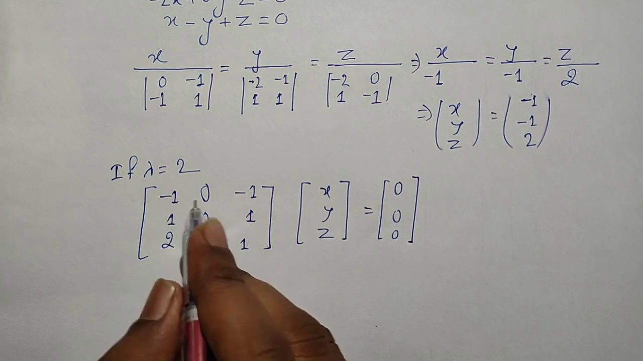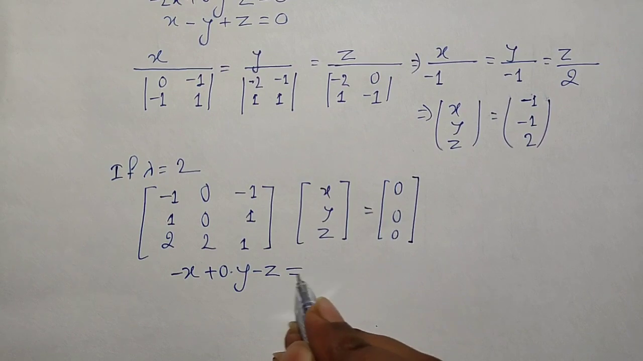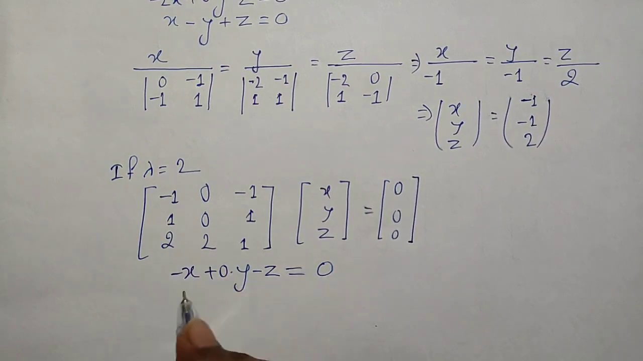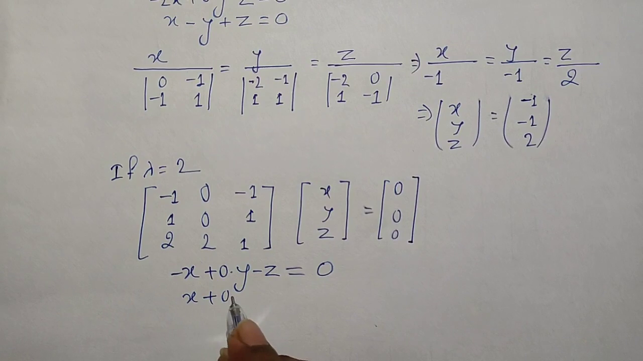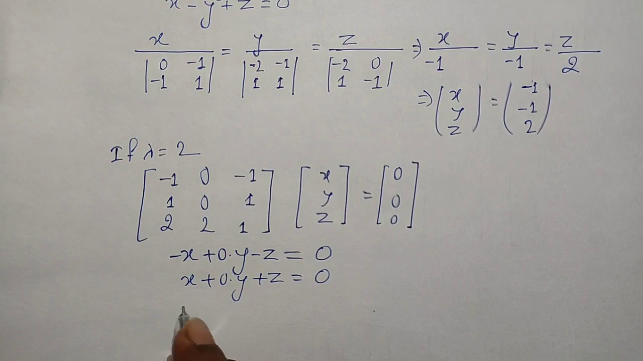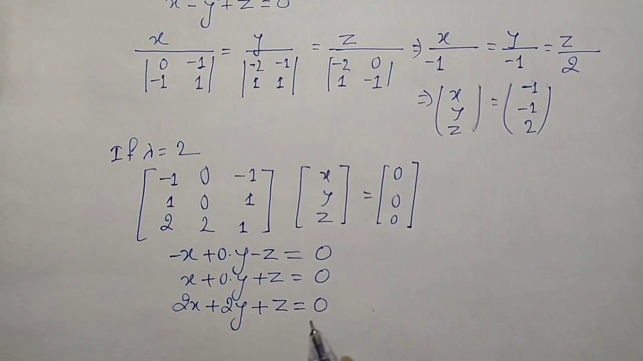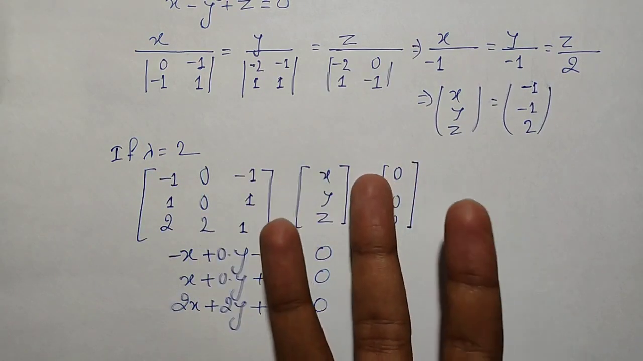So minus 1 times x will be minus x plus 0 times y minus z equals 0. And from here we will have x plus 0 times y plus z equals 0. Similarly, here 2x plus 2y plus z equals 0. Now guys, you may ask why, while finding the previous eigenvectors, we constructed only two equations, but here I have constructed all three equations which were possible from here.